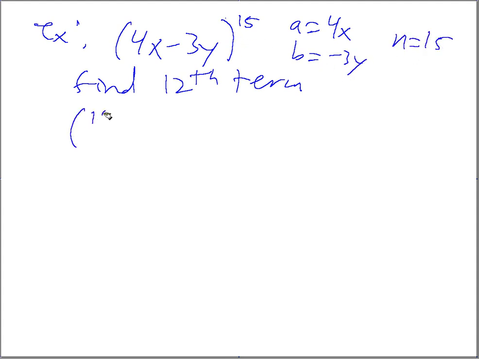So therefore, it's going to be 15 choose what? Again, we choose one less than the term we're trying to find. 11, right? 15 choose 11. So it'll be 4x to the what? 15 minus 11 is what? 4th power. Negative 3y, b to the what? Same as the lower number, 11. You know, that's going to be a pretty big number there, right?